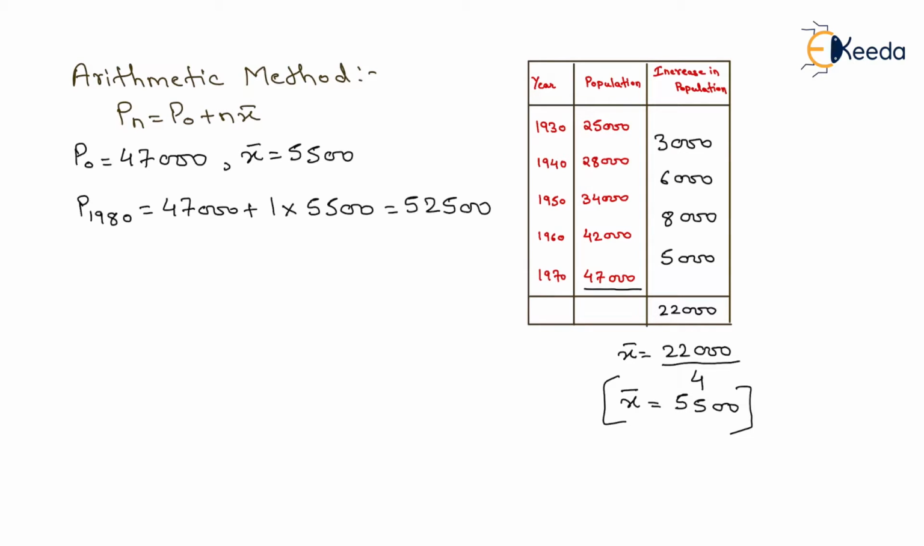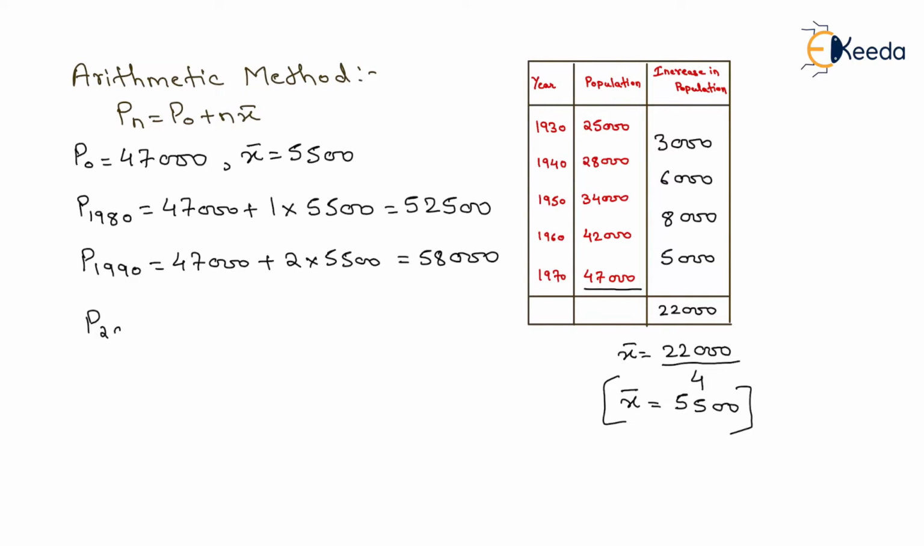If this value comes in decimal, then you have to round it off to the next integer value. Clear? Similarly, if we want to calculate the population after 2 decades, that is 1990, we have P naught as 47,000, and we multiply the increase in population per decade by 2, and we get 58,000. So this will be the population of 1990.